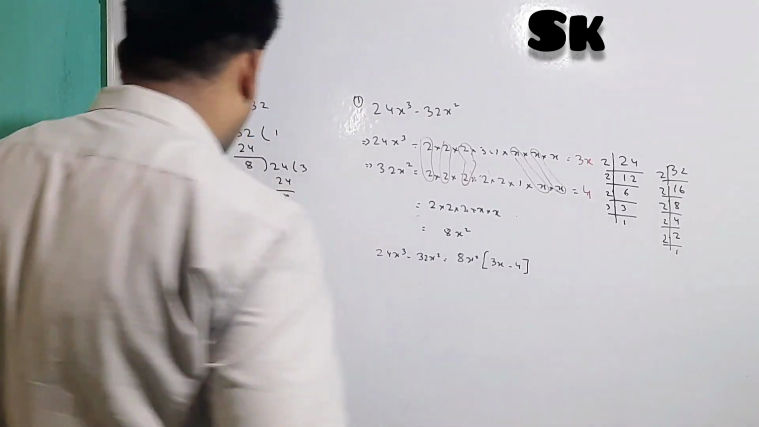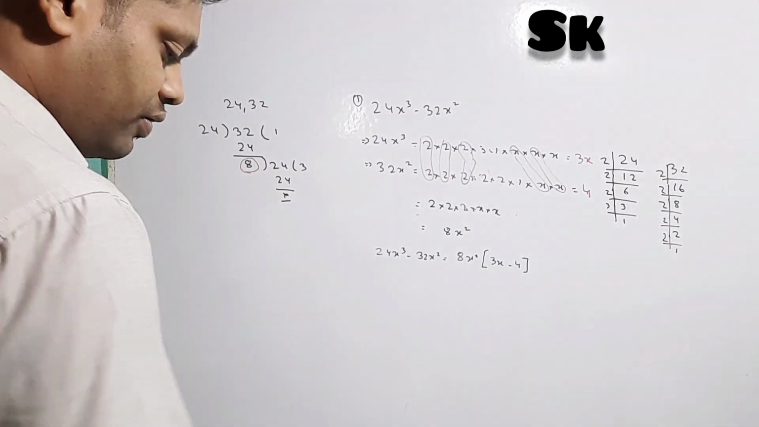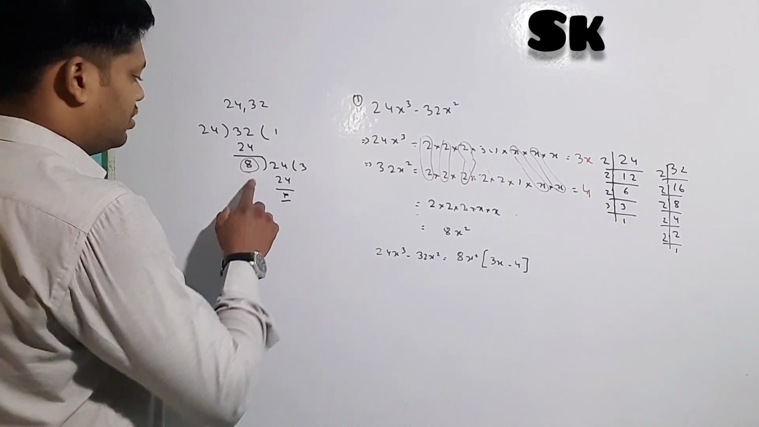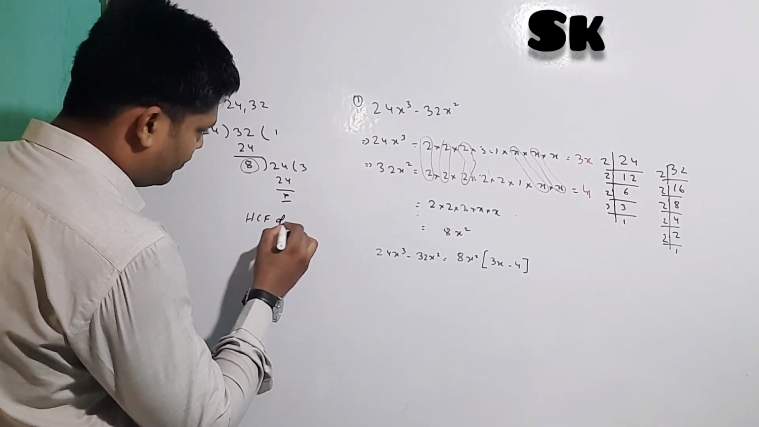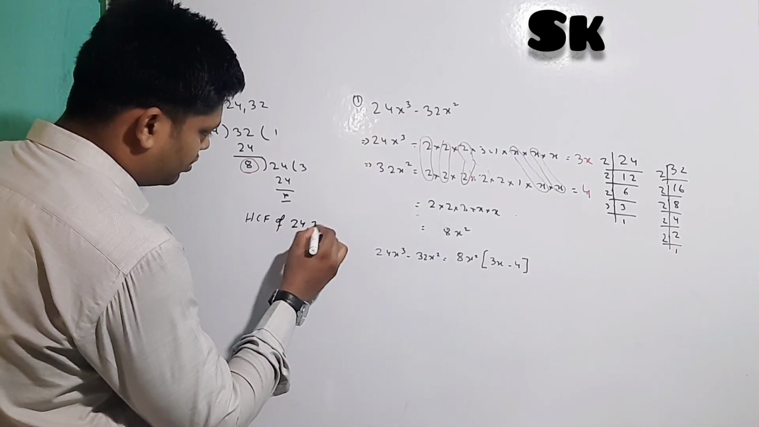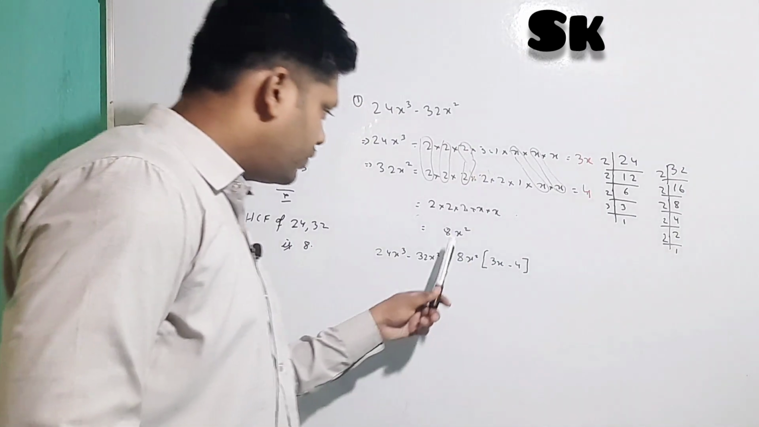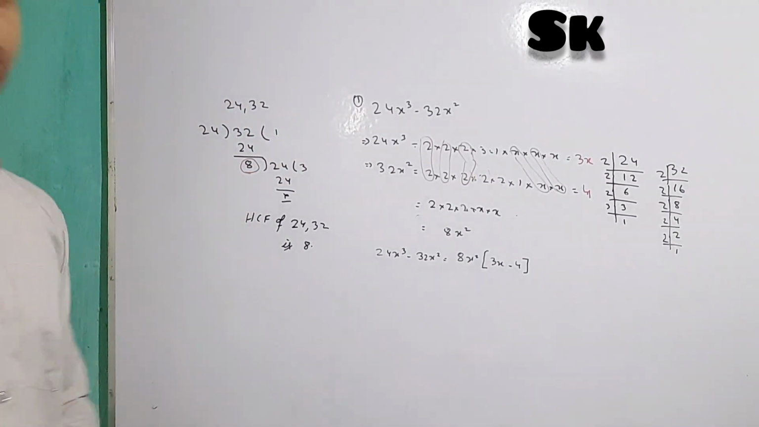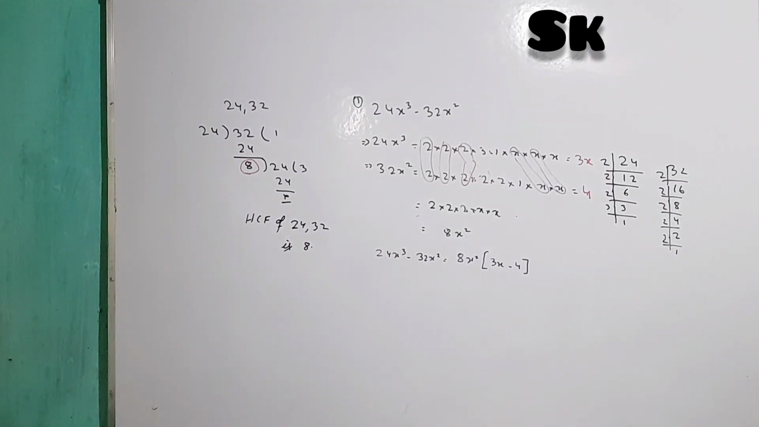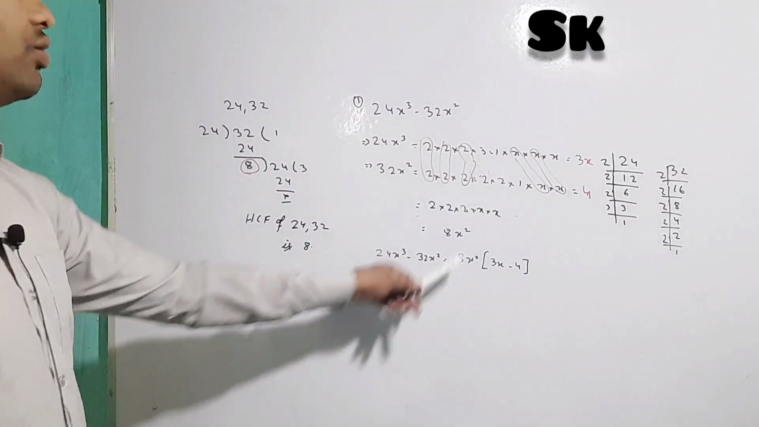What will be the answer for your question? The last value on this side will be the answer. So you can say HCF of 24 comma 32 is 8. Now you see we got 8. But x square is also there, no? We have not got x square yet. x square is also there.